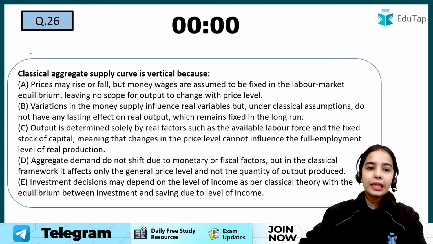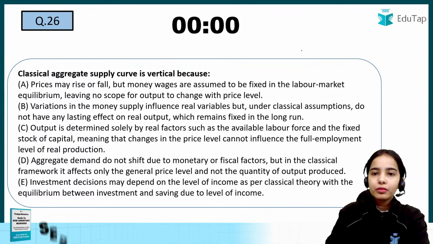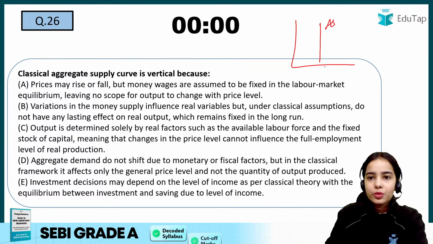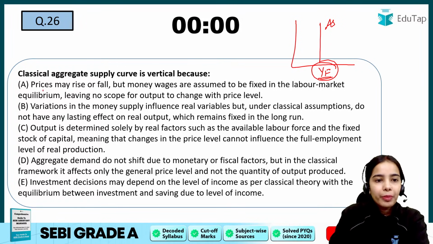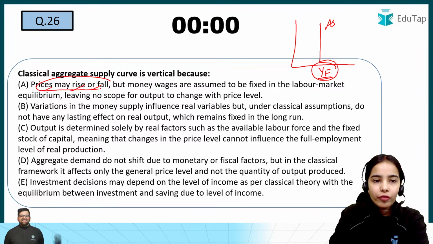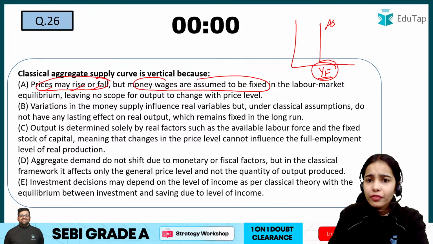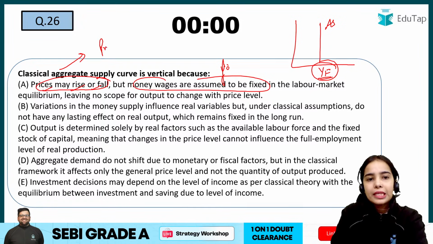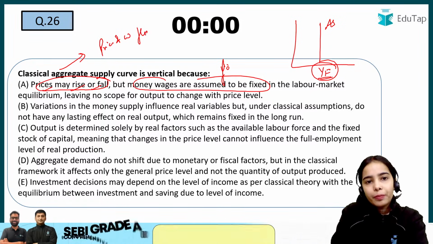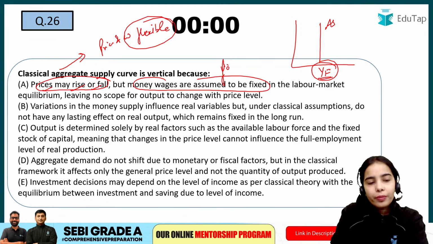C. Classical aggregate supply curve is vertical. That is, output is produced at the full employment level. Prices may rise or fall. Prices are flexible. Money wages are fixed? No, money wages are also flexible. Classical economists assume that prices and wages are flexible. They can change. Variation in money supply influences real variables?